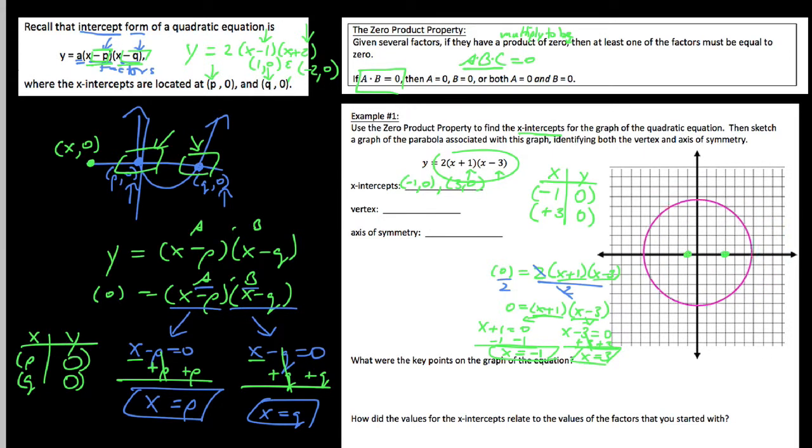So we know because of symmetry, if these two points are on the graph, then right down the middle of these two has to be this imaginary vertical line that we call the axis of symmetry. This axis of symmetry is, by the way, the average of these two x values. We say the average of negative 1 and positive 3, which is 2 over 2, which is equal to 1. So what we say is x equals 1.